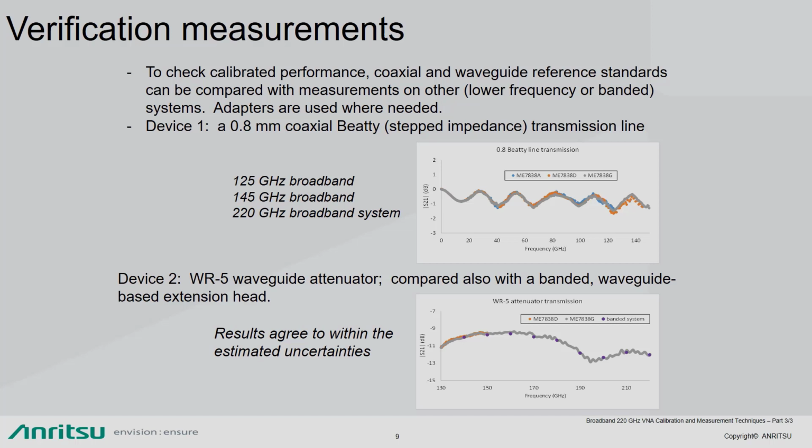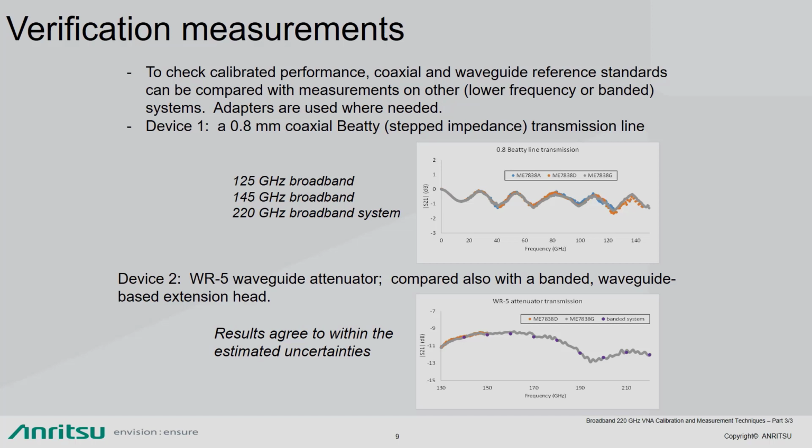Another popular technique for checking calibration performance is to compare measurements of other known devices, such as Beatty standards and waveguide attenuators at higher frequencies. The 145 GHz VectorStar VNA offers a coaxial verification kit that also contains a 0.8 mm Beatty standard. The Beatty standard is a stepped impedance beaded airline. Since this device can be accurately machined, it is useful as a known mismatched device that is stable.